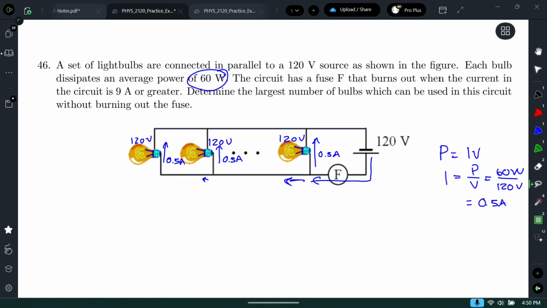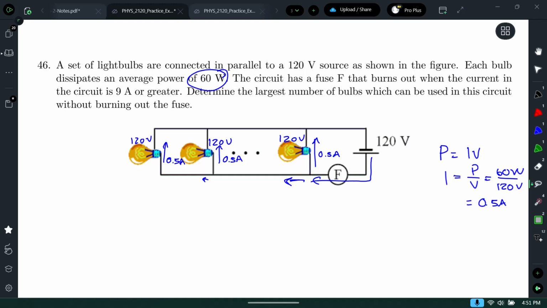What about with two light bulbs? So that would just be 1? Uh-huh. What about how many light bulbs would require 9 amps? About 18? 18 bulbs is what would ask for or require 9 amps from the outlet.